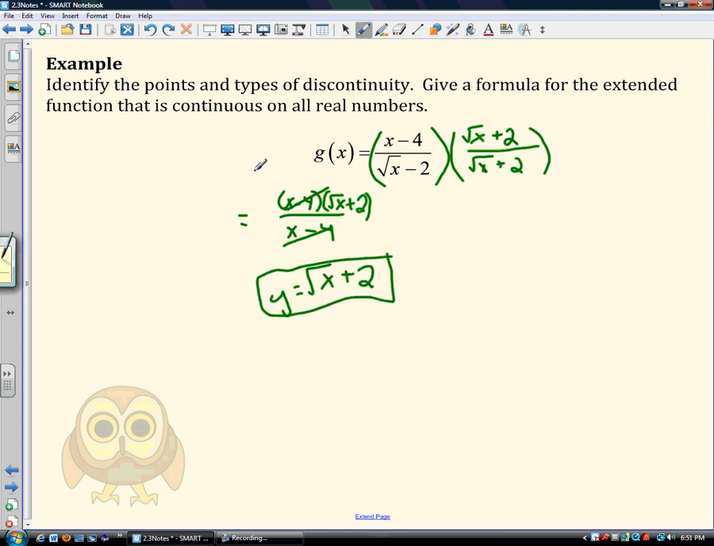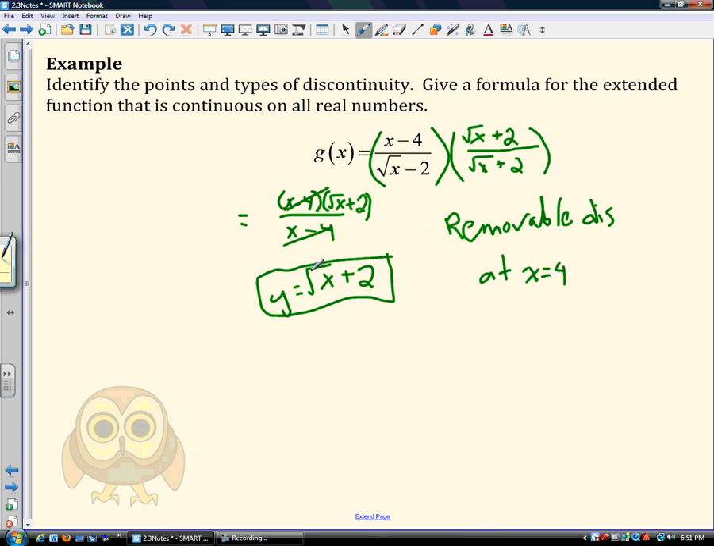Okay, the only other thing we need to do is talk about the points of discontinuity. So it is discontinuous at x equals 4. And what type of discontinuity? Well, because those cancel, then, right, yeah, then it would be a removable discontinuity at x equals 4. And it must be removable because we just removed it.